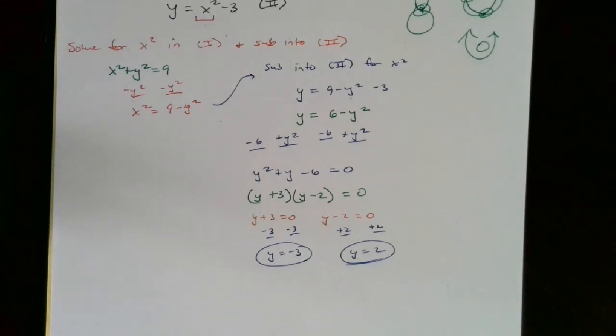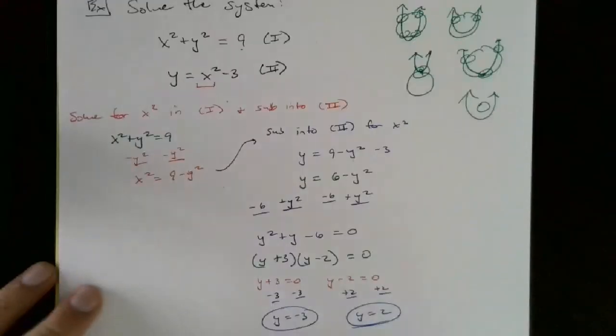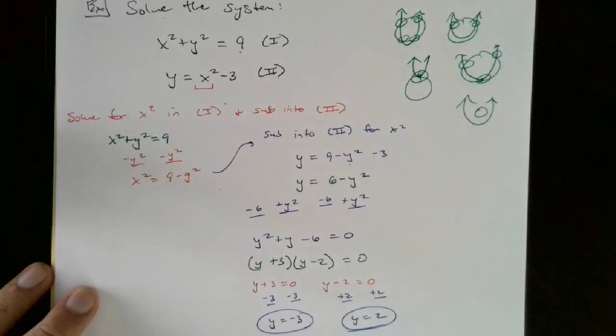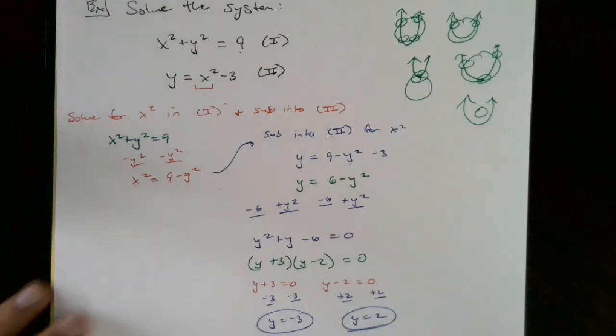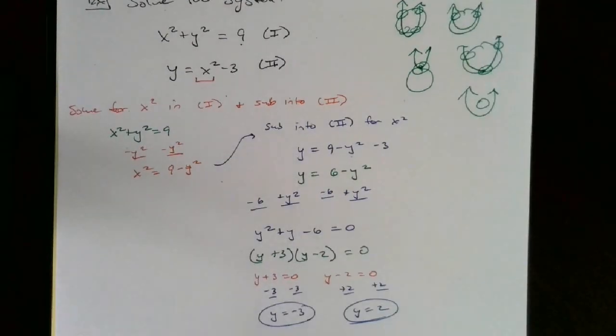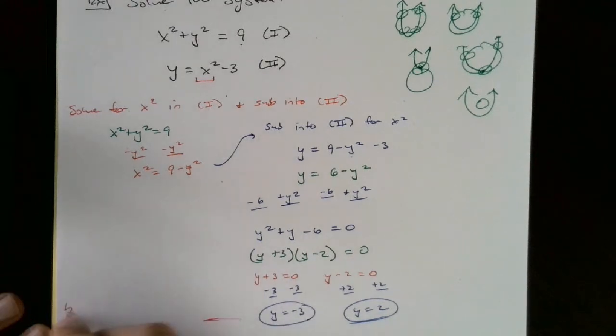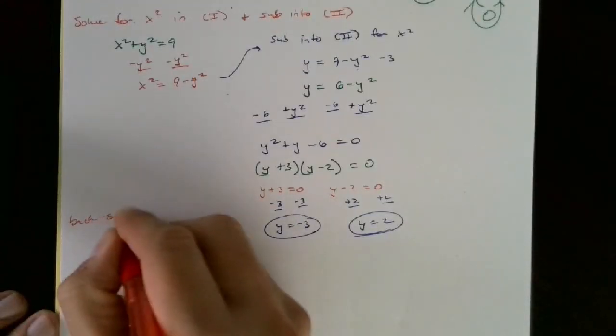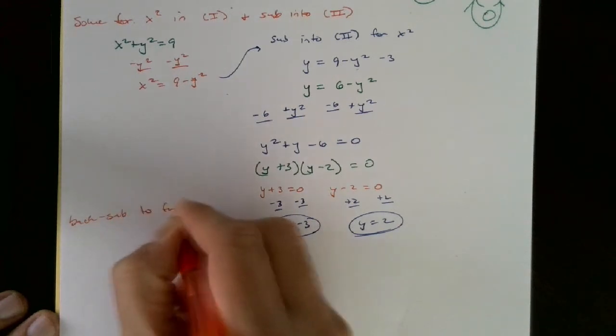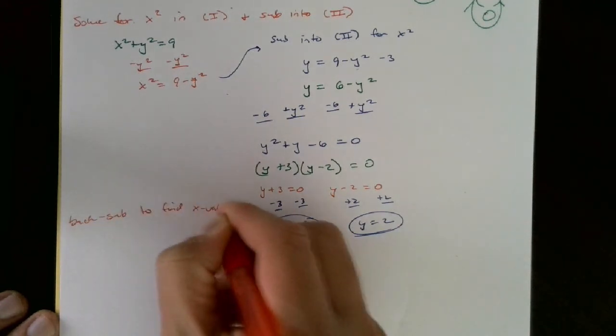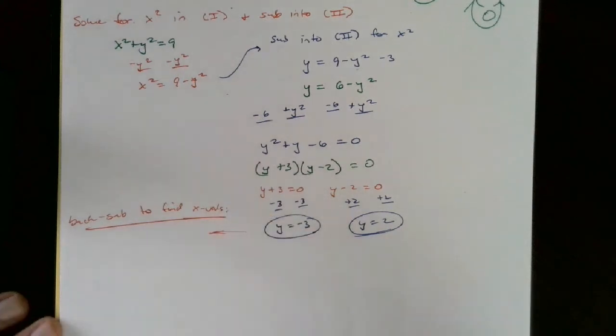What you can't do is just say negative 3 and 2 are the answers, right? You want the coordinates, you want the ordered pairs. Well, how can you find those? Well, we back substitute into either of the original equations. I'm going to substitute into equation 2, but it doesn't really matter which one you pick. So now we back sub to find the x values.